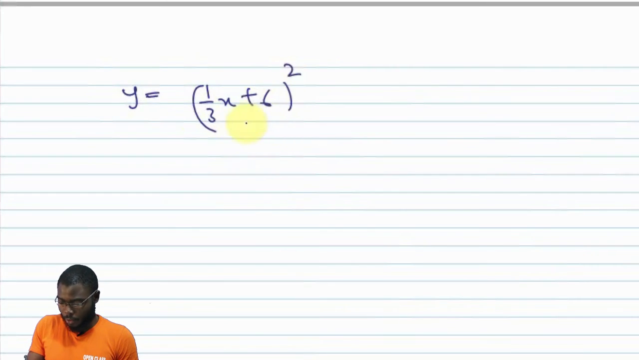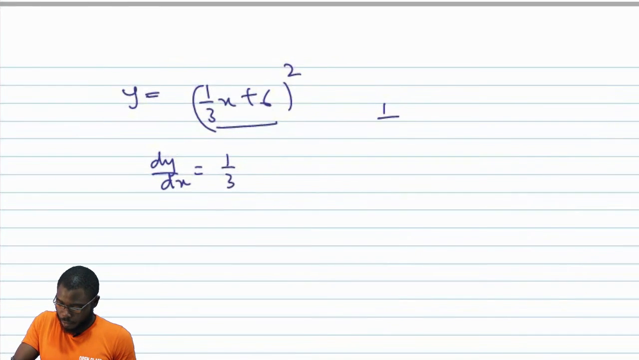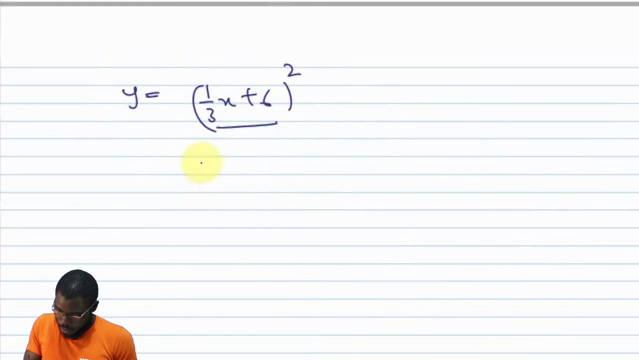So this kind of question, when you have them and you are having an objective question, what you simply do is your dy dx will be equal to, when you differentiate this whole thing, you are going to have 1 over 3. When you differentiate 1 over 3x, let me break it down further. So you take it as 1 over 3x plus c. Okay, so you differentiate that.